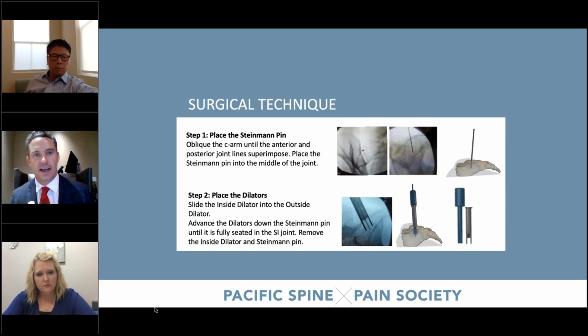This is a one graft stabilization procedure. So at this point, we're going to put a Steinman pin using the C-arm and then AP view into the middle of the SI joint. Step two, we're going to do a series of dilators to get access to the joint to place our implant. Next slide.